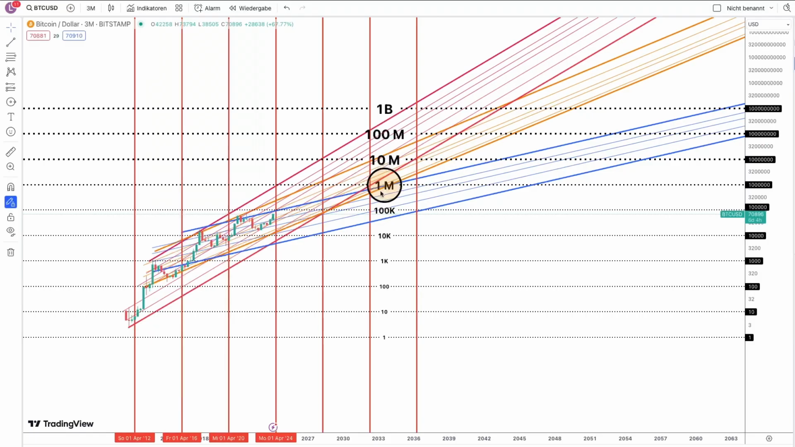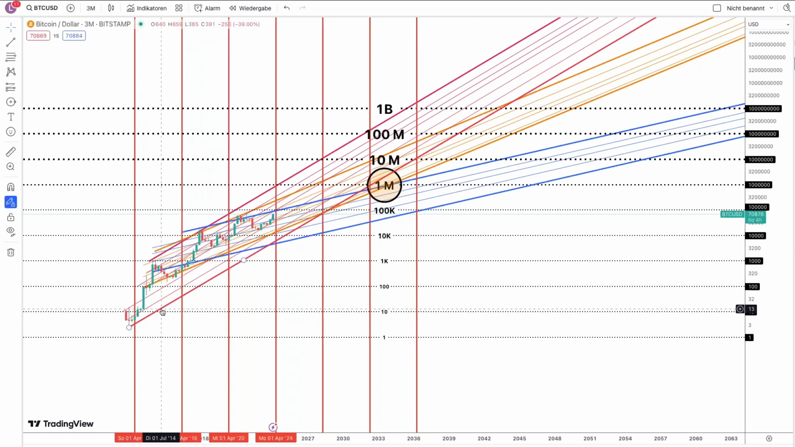Now we are back here at the 3 color channels with 3 different degrees of steepness. One is very steep and bullish, one is flatter and more conservative, and one in between. And as you can see, I've marked the $1 million by near of July 2033. Again, this is just an orientation, not a prediction. But in my honest opinion, each of these channels will cross the $1 million line sooner or later.